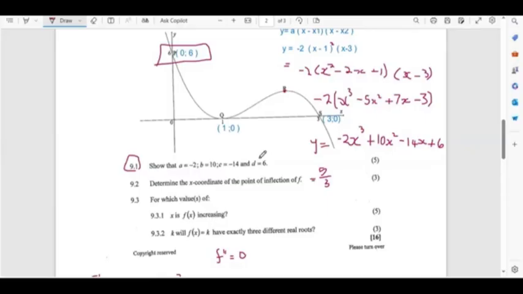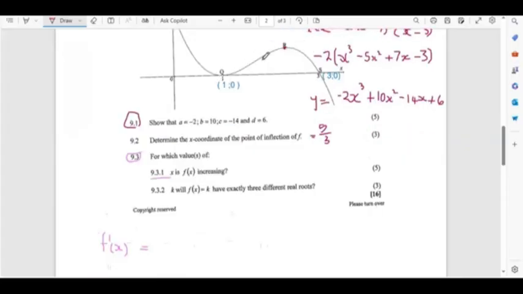Now, let us go about finding the coordinates of R. Remember, to find our stationary point, we need to find the first derivative and equate that first derivative to 0. The first derivative of this cubic function would be a quadratic function, and when we equate it to 0, we would factorize and solve for our values of x. Then we would get the x values at point Q as well as at point R.